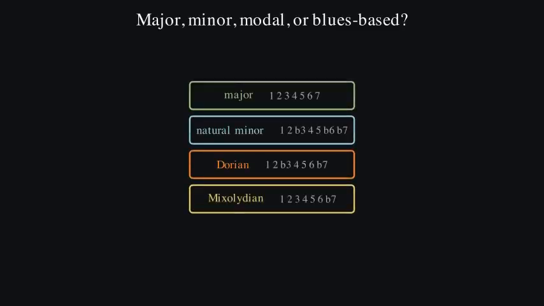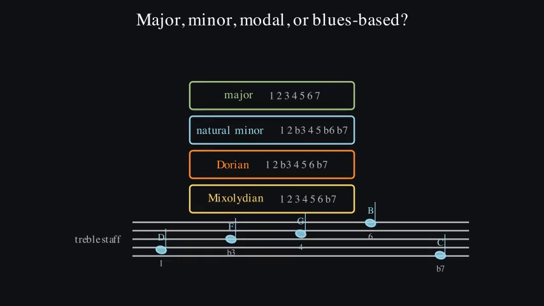Major often centers on one with a bright third. Natural minor centers on one minor and often uses flat 6 and flat 7. Dorian minor has a raised 6, so it feels minor but less stark. Mixolydian has a flat 7 over a major tonic, which is common in rock, folk, funk, and blues-influenced music.